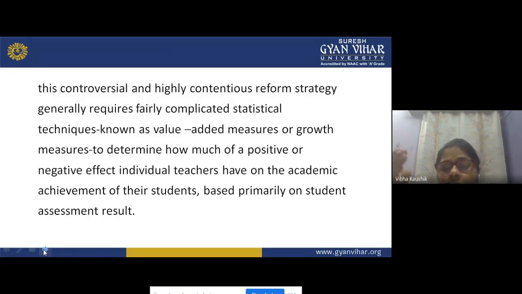How can you judge a teacher on the basis of a student's performance? If the student is performing poorly, it means you are assessing or evaluating the teacher as not effective in the teaching learning process. Now, negative effects individual teachers have on the academic achievement of their students, based primarily on student assessment results. Is it clear? Now we are focusing just on what the students are getting, what the test scores of the students are.